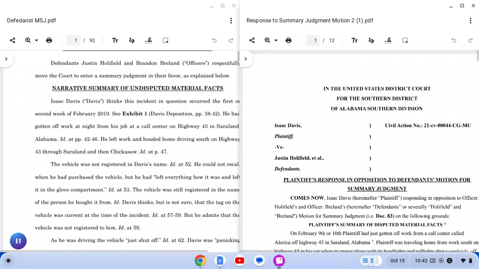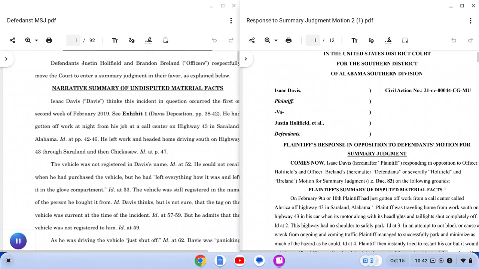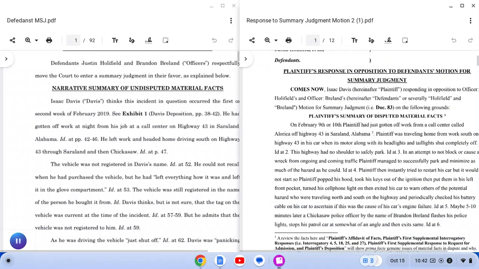So how do you beat it? How do you respond to a motion for summary judgment if you're a plaintiff, and the defendant has moved for this particular judgment against you? The way you defeat it is you have to show that there is a genuine issue of a material fact in dispute. If you can do that, they will not get summary judgment.